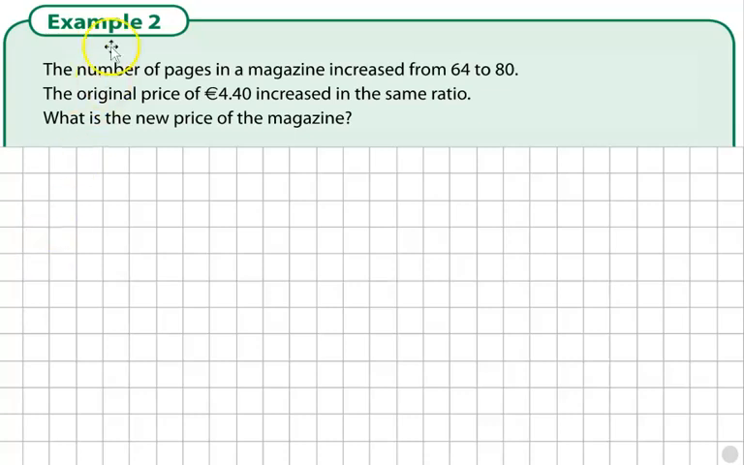Example 2. The number of pages in a magazine increased from 64 to 80. The original price of €4.40 increased in the same ratio. What is the new price of the magazine?